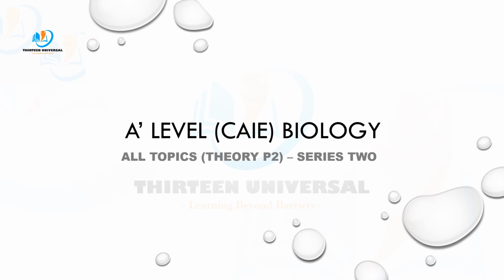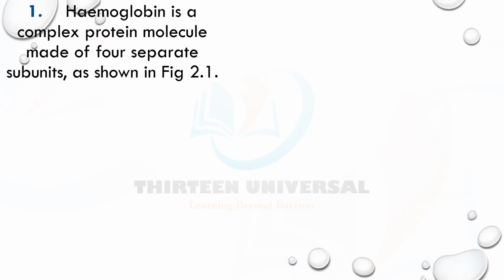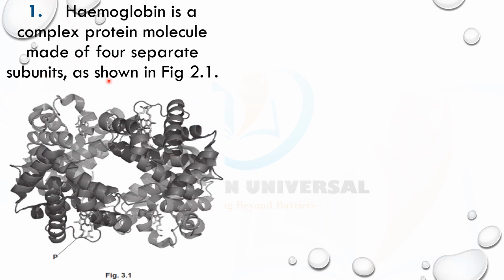Let's look at the first question. It says hemoglobin is a complex protein molecule made of 4 separate subunits as shown in Fig 2.1. You can see the subunits. These are stimulus materials. When solving biology questions, you have to pay attention to stimulus materials, the text, and then the diagrams.